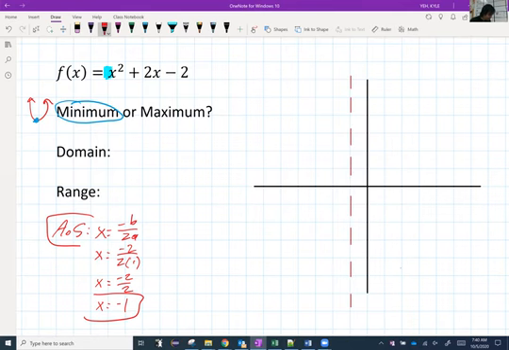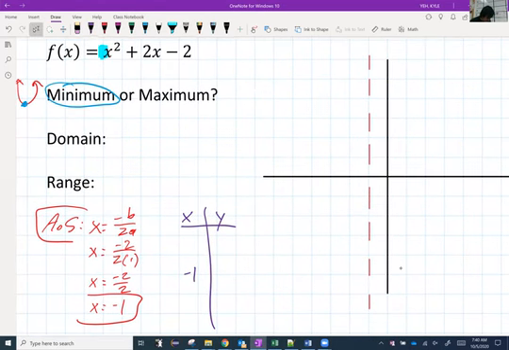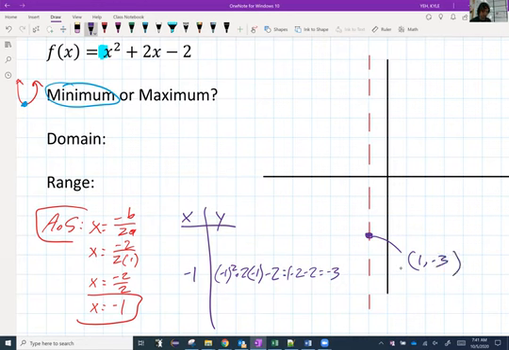I can use that to find my vertex, start my table, and say -1, what do I get when I plug it into my function? So that means I get -1 squared, plus 2 times -1 minus 2. -1 squared, anything squared is positive, so that's a 1 minus 2 minus another 2, so 1 minus 4. 1 comma -3 is my vertex. Sorry, -1, -3.